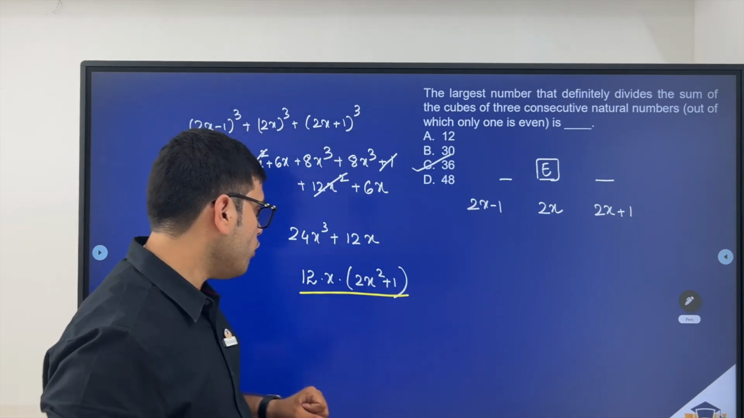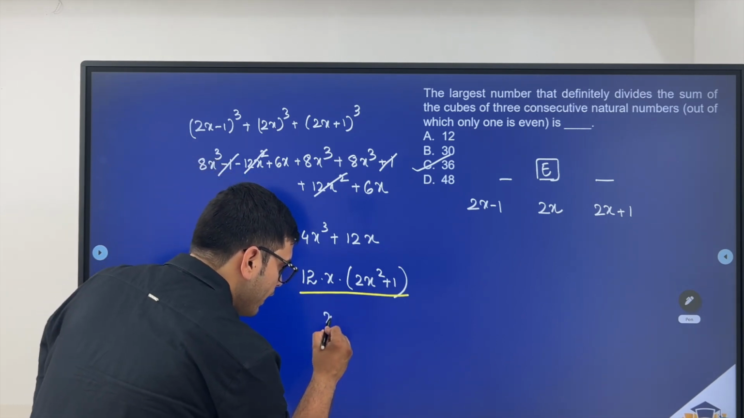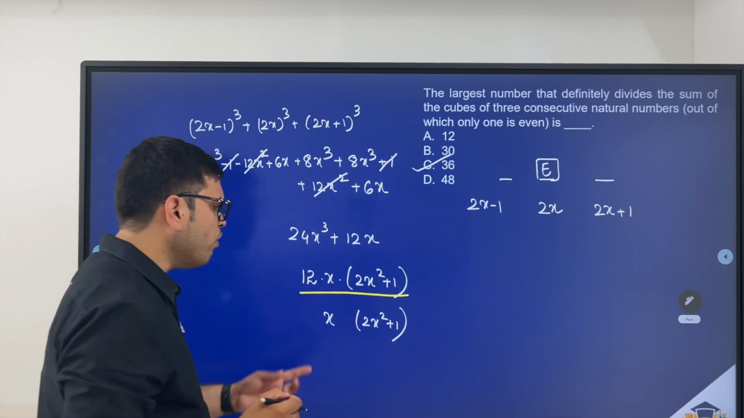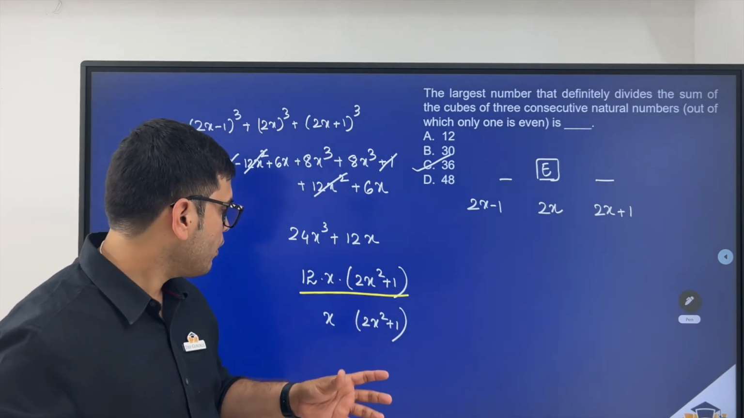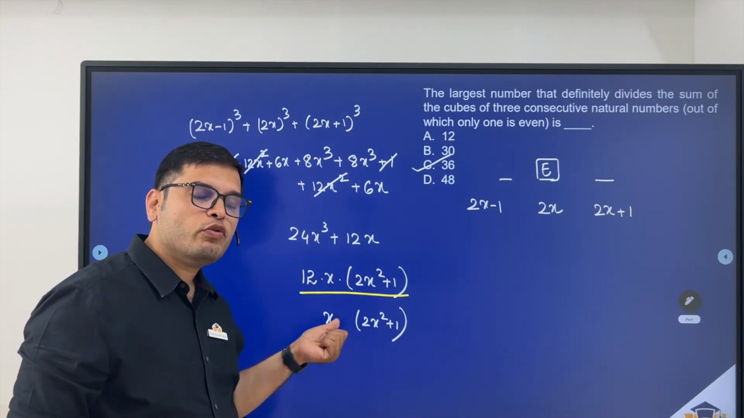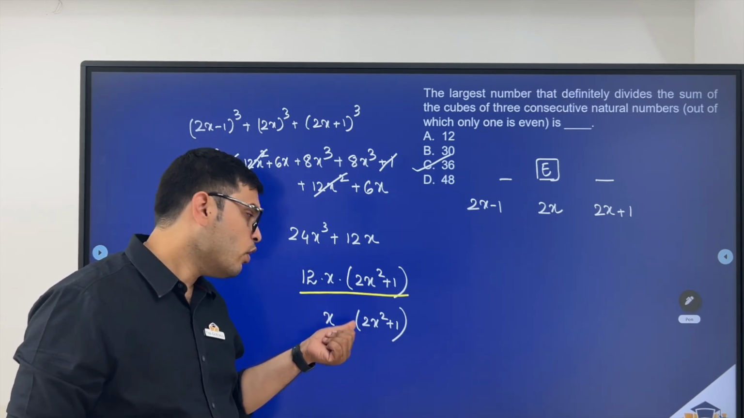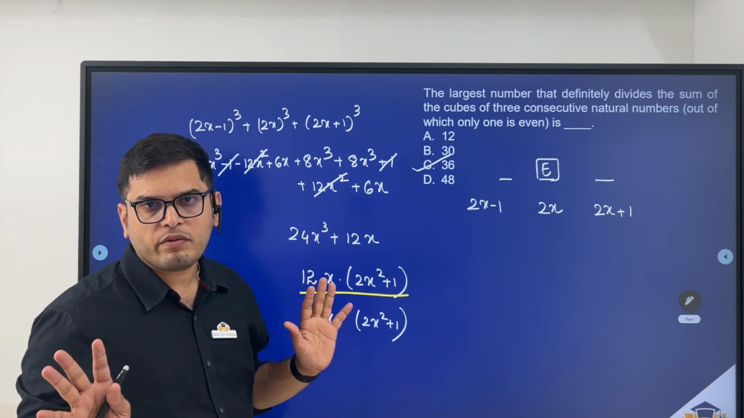Now, the other way of solving this question is, now when you have x and 2x square plus 1, now if x can be any number, one of these two will be definitely divisible by 3. Either x will be a multiple of 3 or 2x square plus 1 is a multiple of 3.